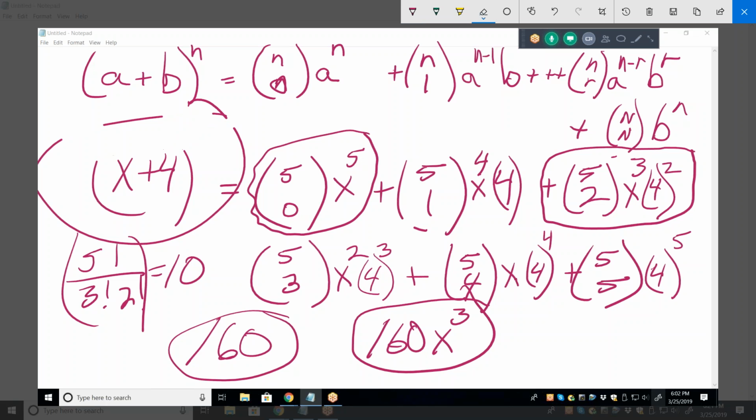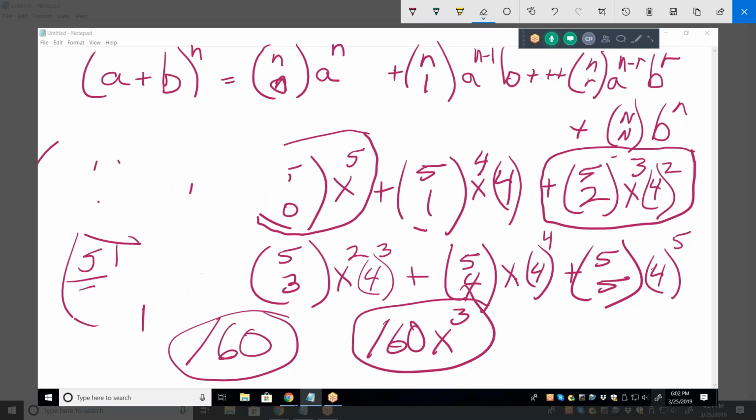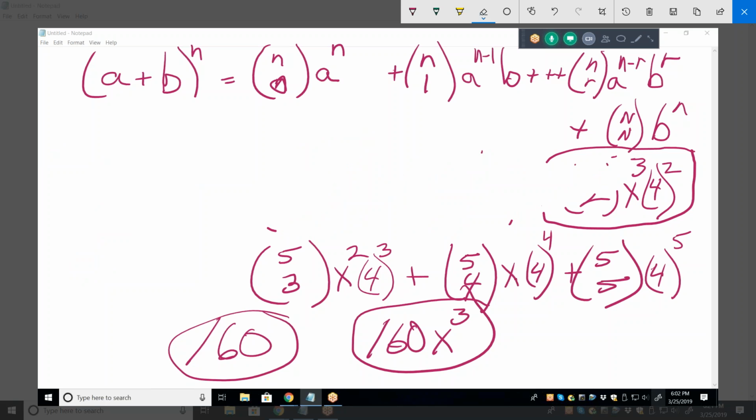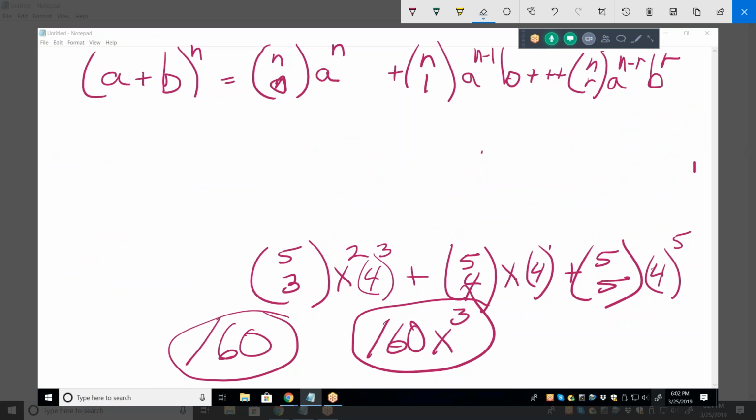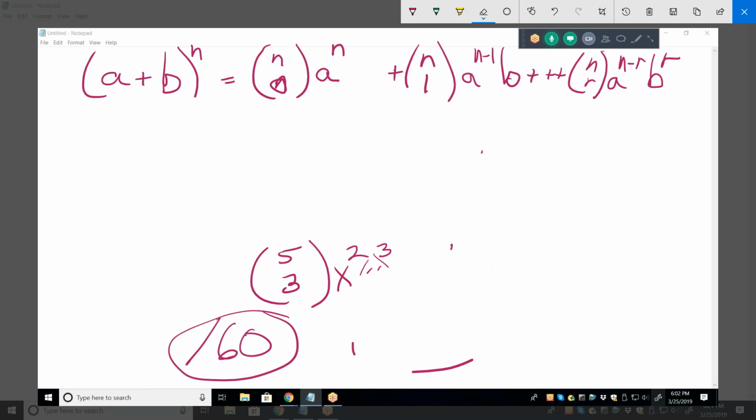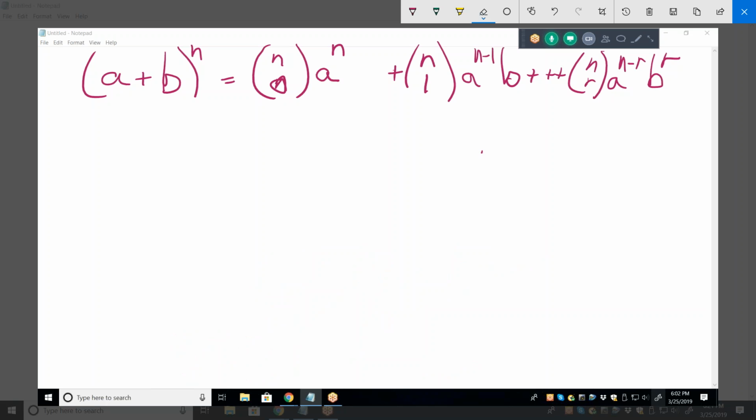All right, so we've done one binomial expansion. They can get harder if there's coefficients. In other words, if that was a 3x plus 4 or a 3x plus 2y, then those coefficients really get big fast, because you're cubing 3x, which gives you 27x cubed.